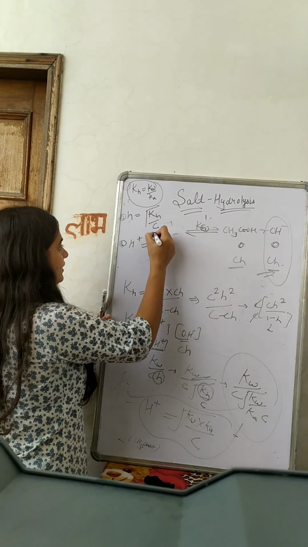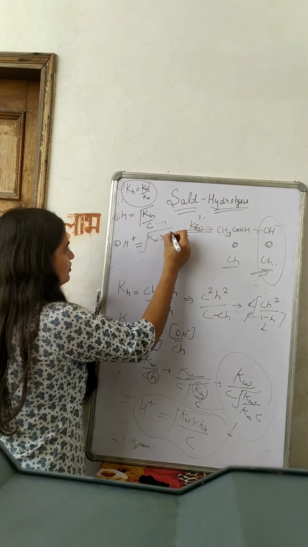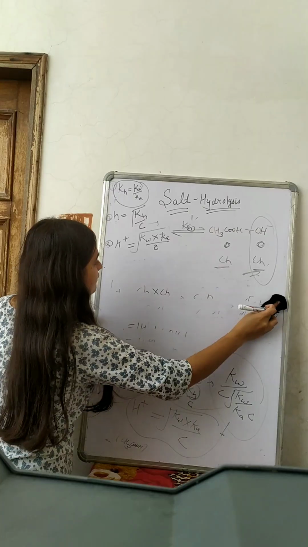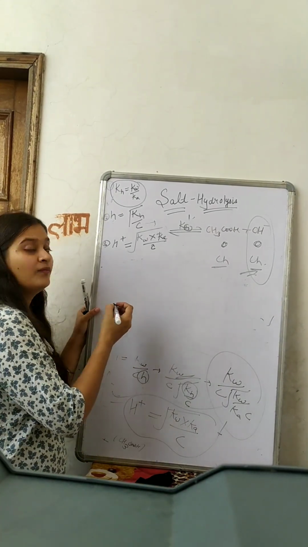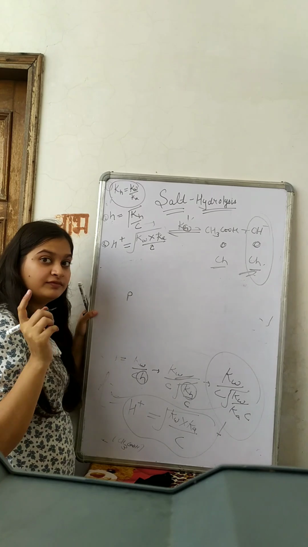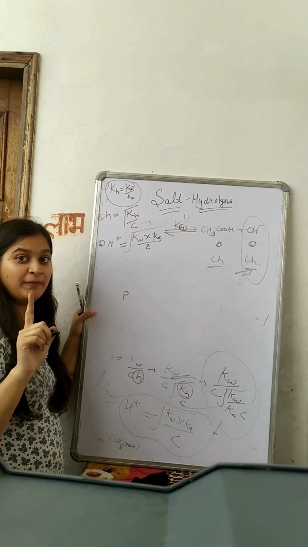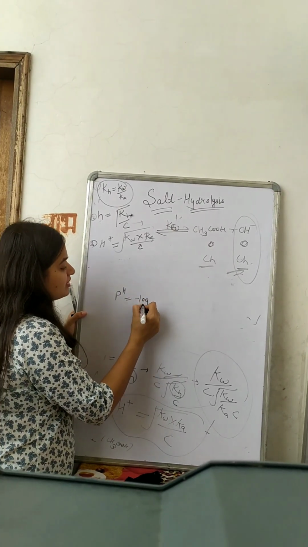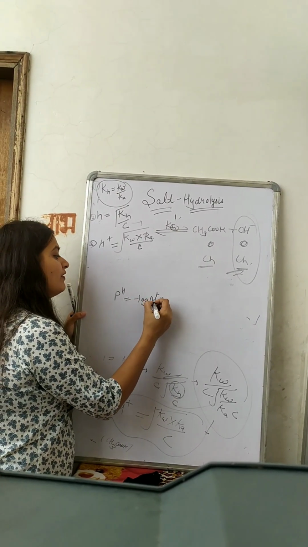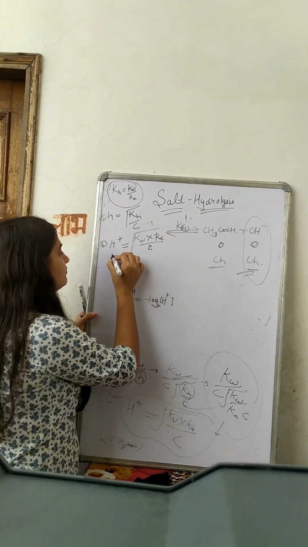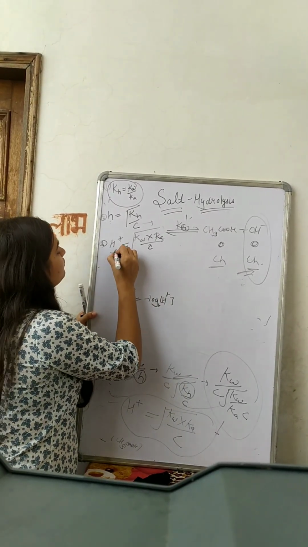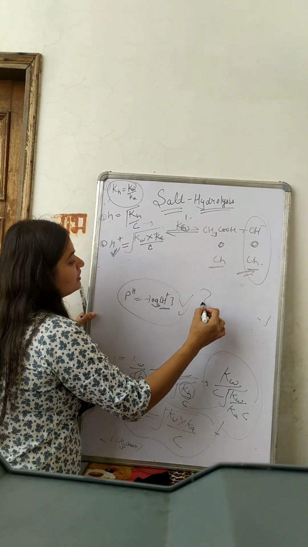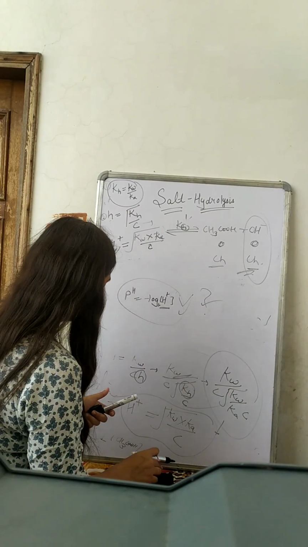H plus is equal to the root of Kw Ka divided by C. So the formula, what we have to do, we have to calculate the pH. The formula for calculation of pH is equal to minus log of the concentration of H positive ions. So this H positive value we put here to calculate the pH of the solution. I hope it is clear.